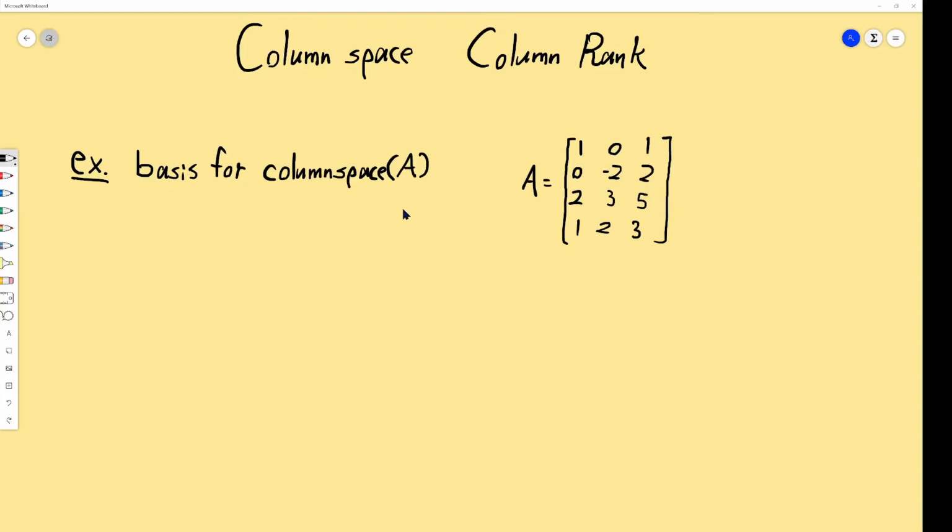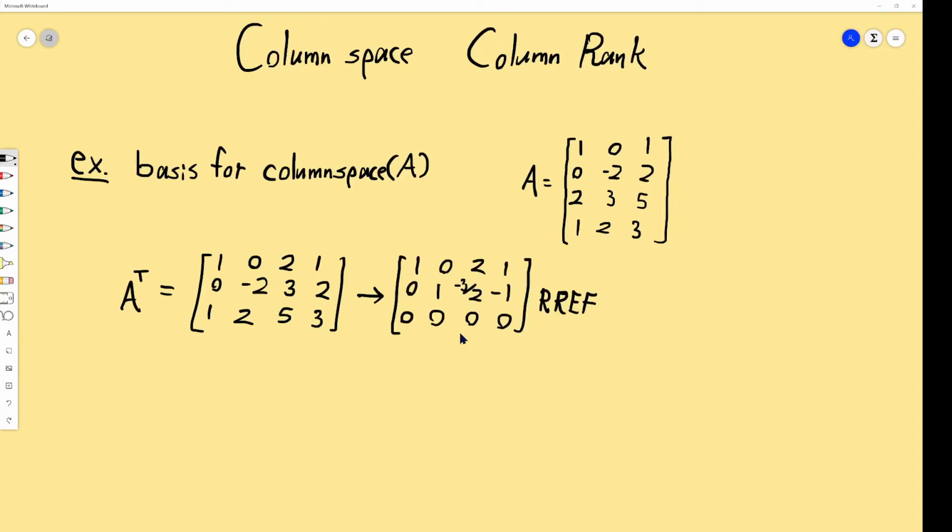Now, if I want to find the basis for this column space, I'll write the columns of this matrix as the rows of another matrix. And this other matrix has a special name. It's called the transpose of this original matrix A. So the transpose of A is equal to the matrix where the first column becomes the first row, the second column becomes the second row, and so on. And this is what that would look like.